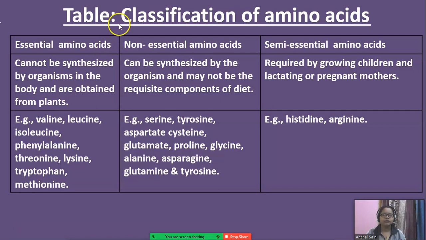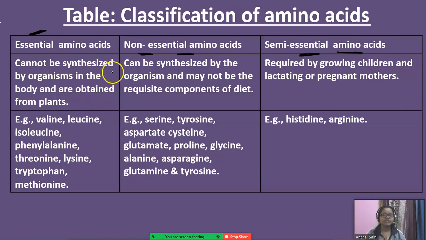Hello everyone. In this lecture, we are going to discuss the classification of amino acids. So, there are a total of three types of amino acids. One is the essential amino acid, the next one is the non-essential amino acid, and the third one is the semi-essential amino acids. So, firstly, let's discuss the essential amino acids.